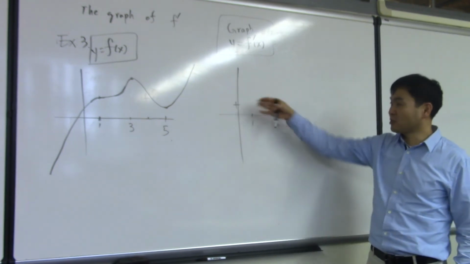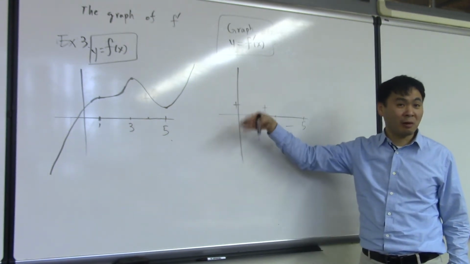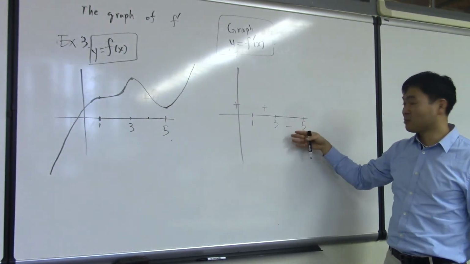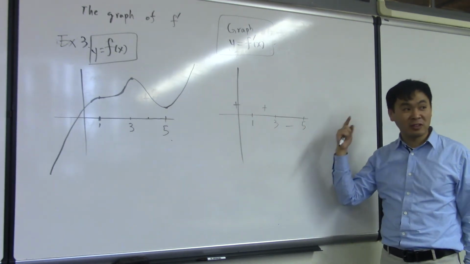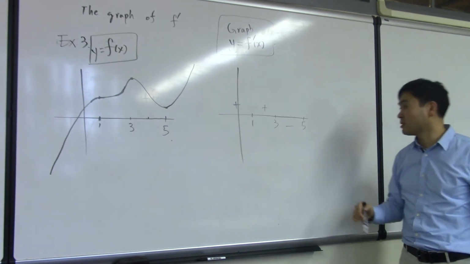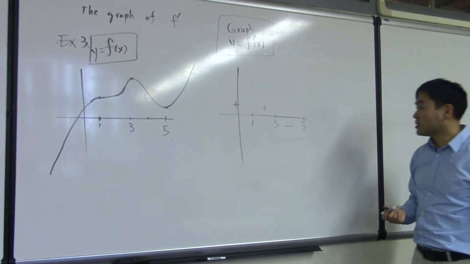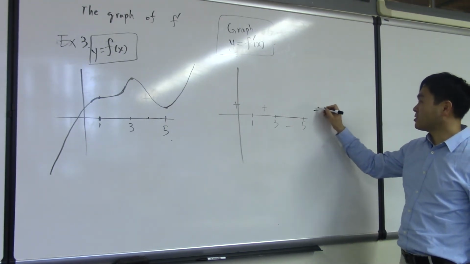Okay? So pluses, you put above the x-axis. For minuses, you put below the x-axis. Because if the value of the function is negative, that means it's below the x-axis. Right? And after 5, what's happening? It's plus.